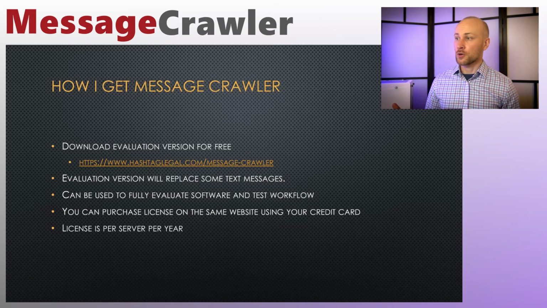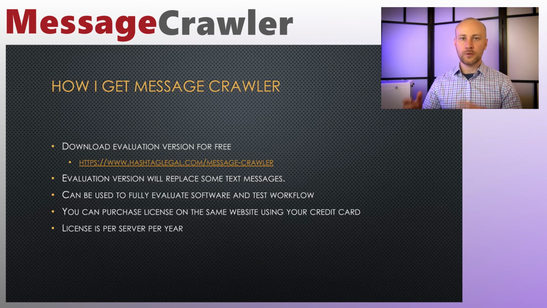Now, how do you get Message Crawler? Well, you can download the evaluation version for free at #legal.com. The evaluation version has most of the features that the full version has. The one thing it does is it will replace some of the text messages with something like "thank you for evaluating Message Crawler." This way you cannot use it on a real project, but you can evaluate your entire workflow using the trial version of Message Crawler. In fact, I encourage you to do so to make sure your workflow does work for you.